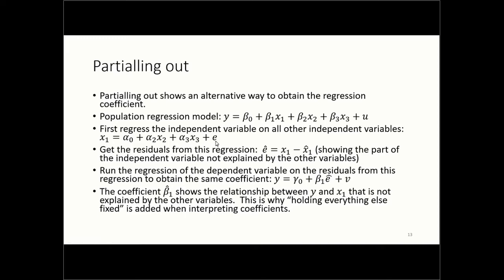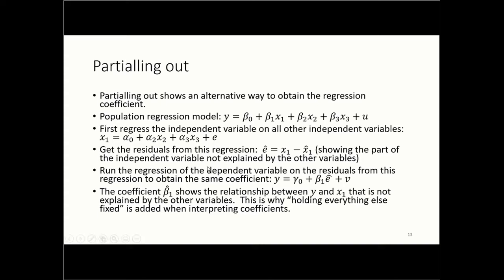So we can estimate this model and get the residuals. So this is the error term E. The residuals would be E hat, which is the dependent variable minus the predicted value of the same dependent variable. And in our case, the dependent variable was x1 minus its predicted value, x1 hat. So these are the residuals from the regression above, showing the part of the independent variable that's not explained by the other variables. This is the part that we can explain with the regression, but the residuals are the part that we're not explaining with the regression.